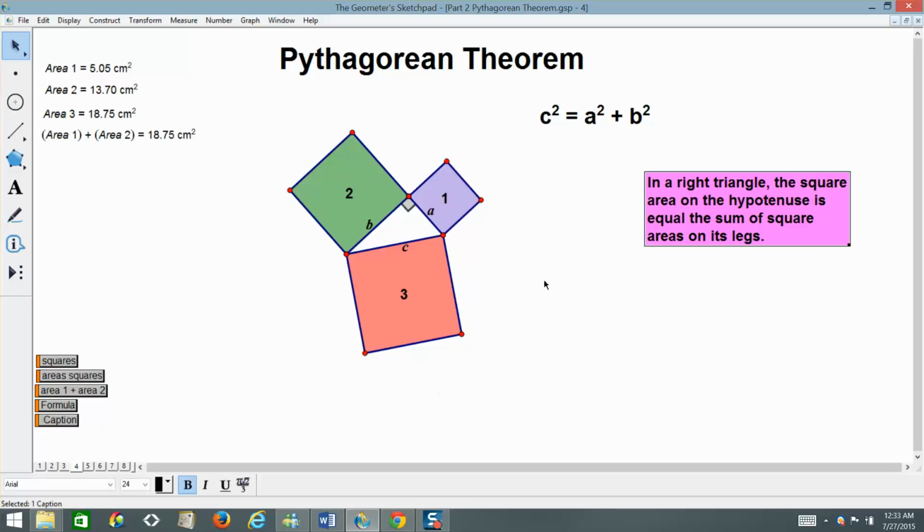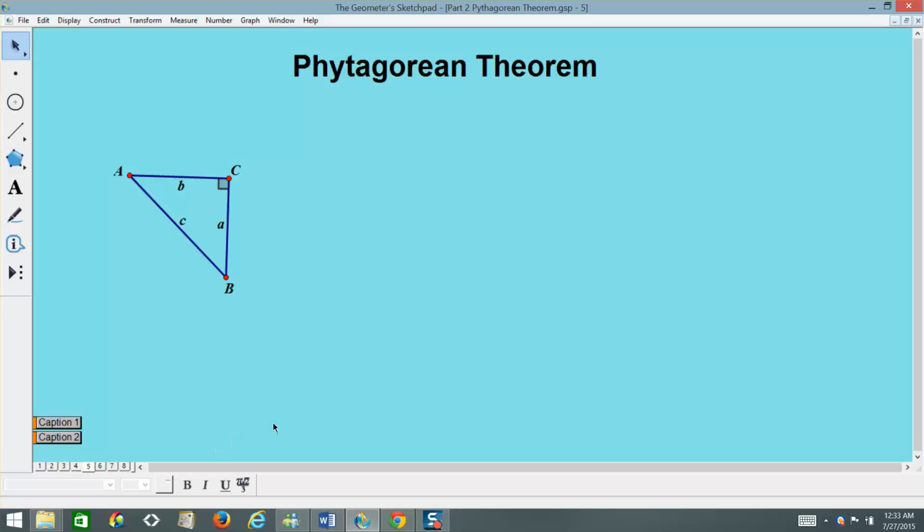Okay, in other words, we can state that in a right triangle, the square area on the hypotenuse is equal to the sum of the square areas on the legs. This is the Pythagorean theorem. Okay, to deepen your understanding, I want to repeat it again.